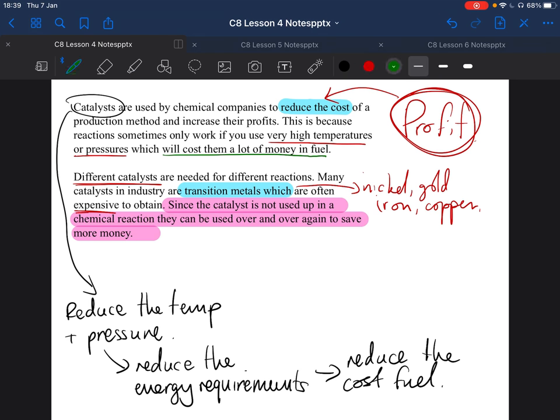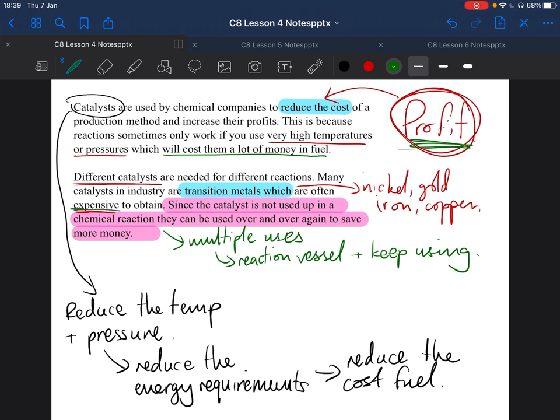Because they're not used up by the reaction, you can use them multiple times. So you can put them in your reaction vessel and keep using them again and again. So you get multiple uses out of one transition metal block. Eventually you will have to replace it, but by the time you've done that, you've actually made so much profit, you've covered the cost of the expense to buy the transition metal.